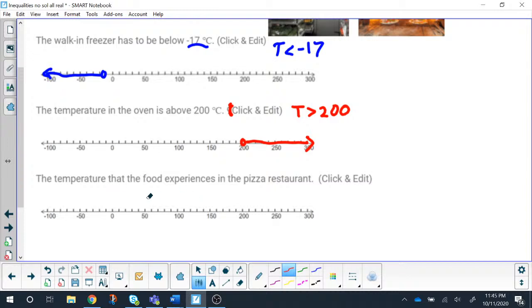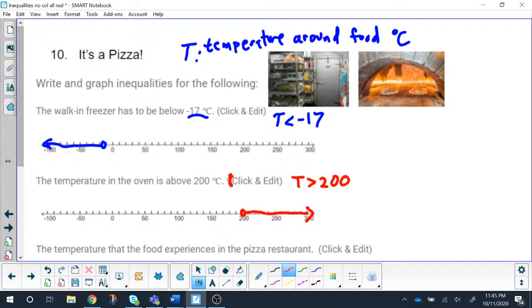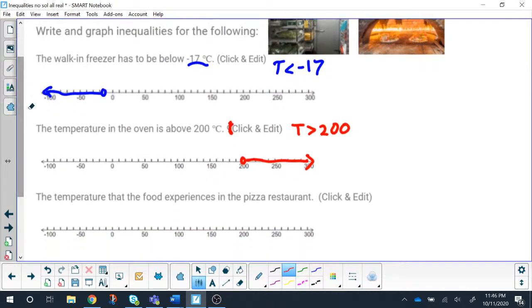The temperature that the food experiences in the pizza restaurant. So what I'm saying here is from the freezer directly into the oven. There's no in between, all right? It's either less than -17 or more than 200. There's no in between. I know I'm stretching it here. Bear with me. So this one, we're going to say, okay, T is less than -17. And here's the critical word here, or T is greater than 200.